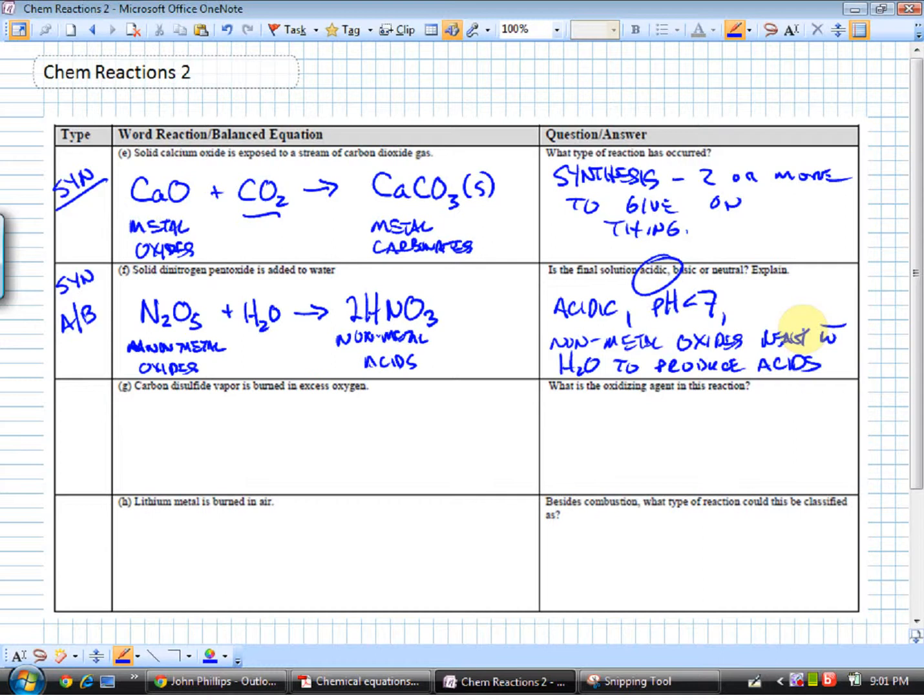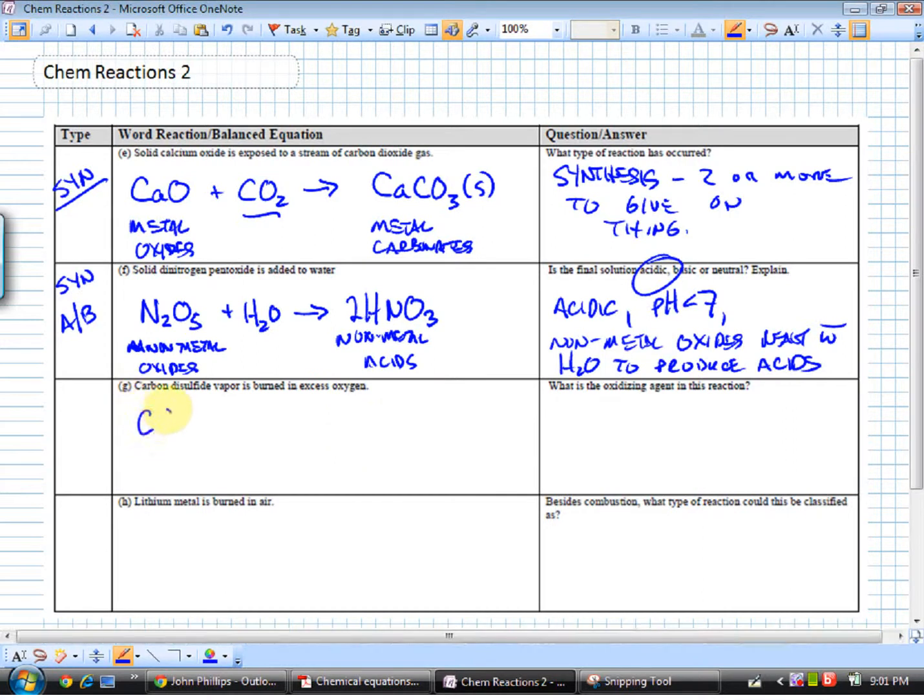All right, carbon disulfide vapor is burned in excess oxygen. Remember, you're not responsible for putting down the states. So CS2 reacts with oxygen. Now we look at this and say, okay, I've got carbon and sulfur. Carbon is going to be converted to carbon dioxide. Sulfur is going to be converted to sulfur dioxide, the simplest oxides. So there's our reaction. If we want to balance the reaction, what do we need to do?